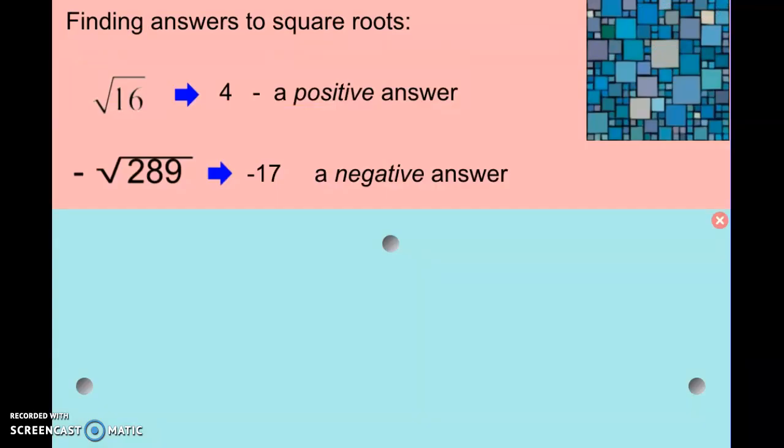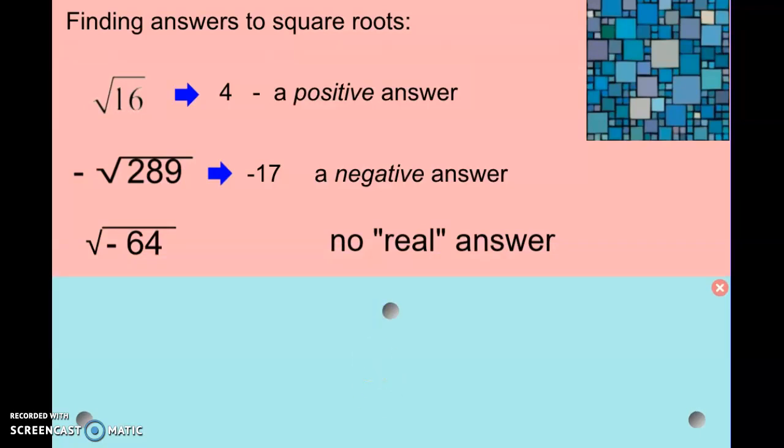If I were to ask you for the square root of 16, you would give me 4, a positive answer. If I asked for the negative square root of 289, you would tell me that it's a negative 17. And it's a negative answer because I have the negative on the outside of the square root. If I asked you for the square root of a negative 64, however, there's no real answer. It would give you an imaginary number.